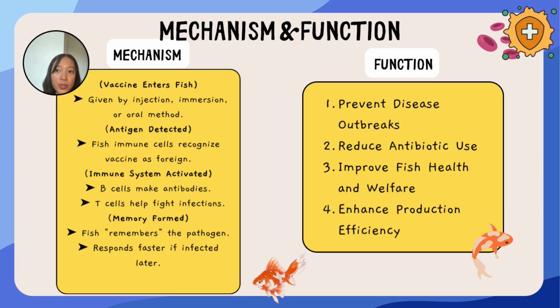Vaccines contribute to overall improvement in fish health and welfare. Vaccinated fish are less likely to fall ill, experience stress, or suffer from debilitating infections. As a result, they maintain better physiological condition, grow more efficiently, and are more resilient to environmental challenges such as temperature fluctuations and handling stress. And the last is enhanced production efficiency. Healthier fish lead to better feed conversion, higher survival rates, and improved profitability, making production more efficient and sustainable.